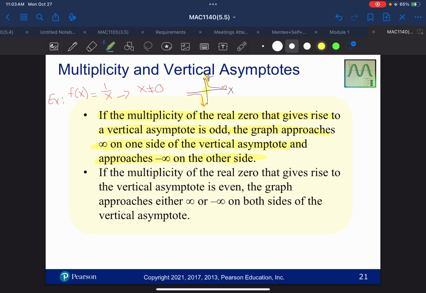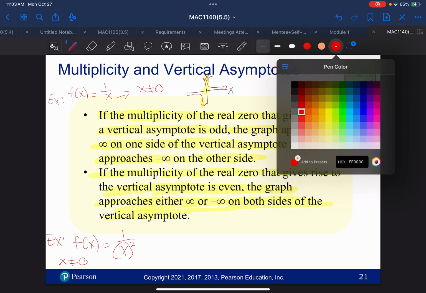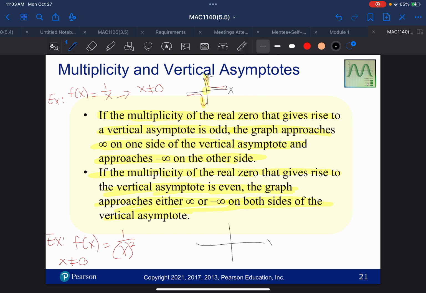But if the multiplicity of the real zero that gives rise to the vertical asymptote is even, then it'll approach either infinity or negative infinity on both sides. We've seen that with the function 1 over x squared. The multiplicity is 2 on that 0 in the denominator. We said x cannot equal 0. That's our vertical asymptote. And that graph looked like this, where it headed to positive infinity on both sides whenever x was getting close to 0.